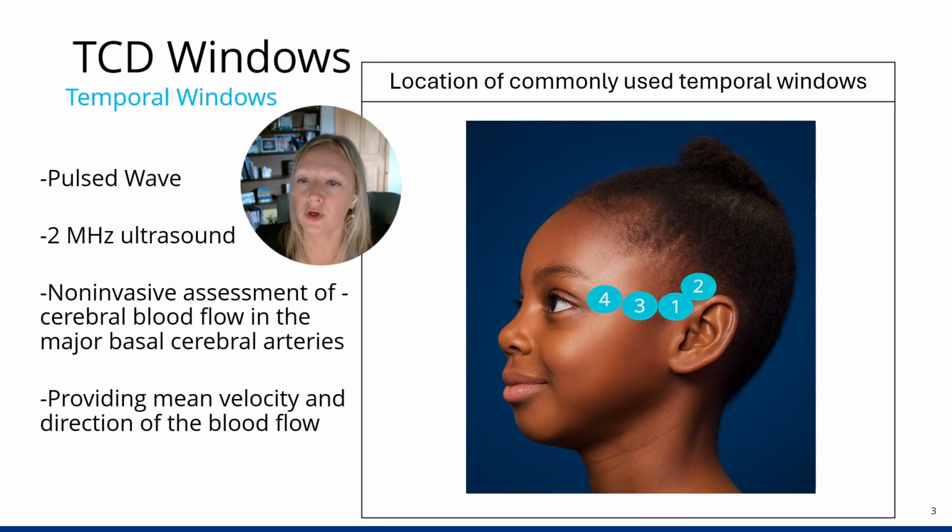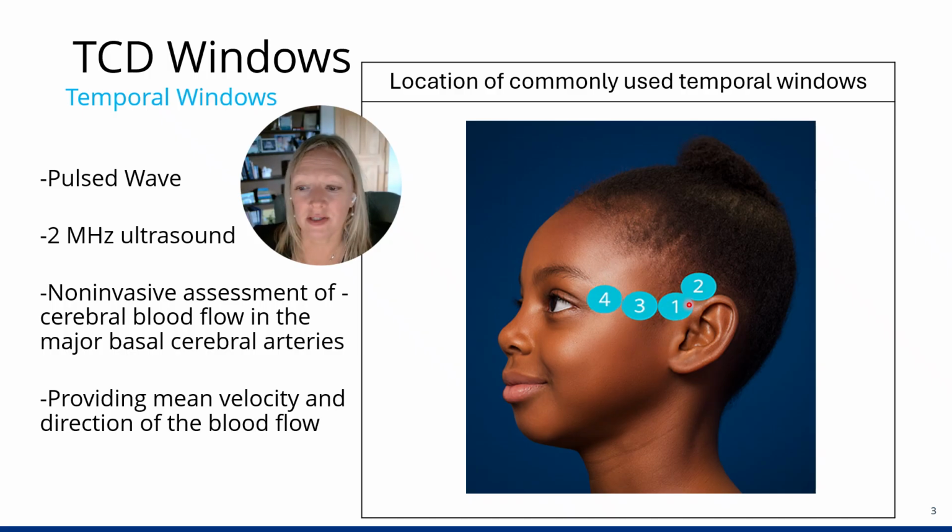With TCD, we use a 2 megahertz pulsed wave transducer, and we'll place it at the temporal windows. We will use 4 different windows when doing a complete TCD. Today, we're going to focus on just one window, and that's the temporal window. We're going to want to get through the thinnest layer of bone and place the probe at window 1.